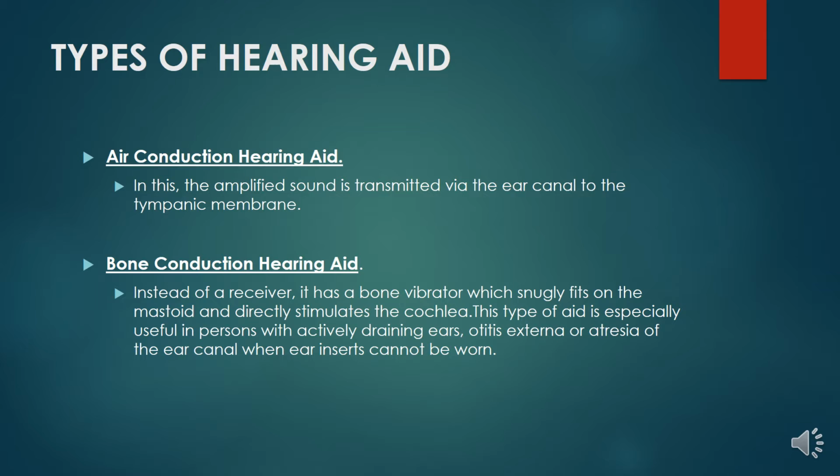Now, what are the types of hearing aid? First is air conduction hearing aid. In this type, the amplified sound is transmitted via the ear canal to the tympanic membrane. Whereas in bone conduction hearing aid, instead of a receiver, it has a bone vibrator which snugly fits on the mastoid and directly stimulates the cochlea. This type of aid is especially useful in persons with actively draining ears, like in otitis externa or atresia of the ear canal, when the ear insert cannot be worn.